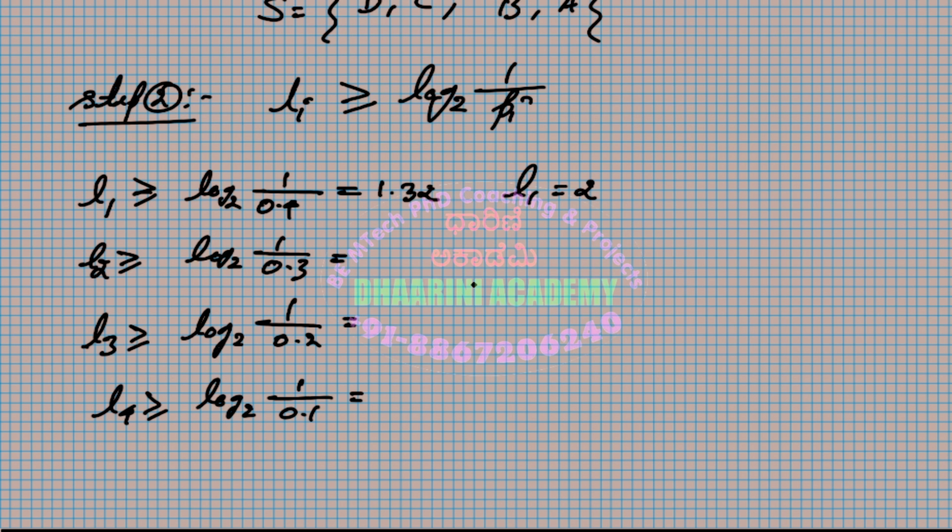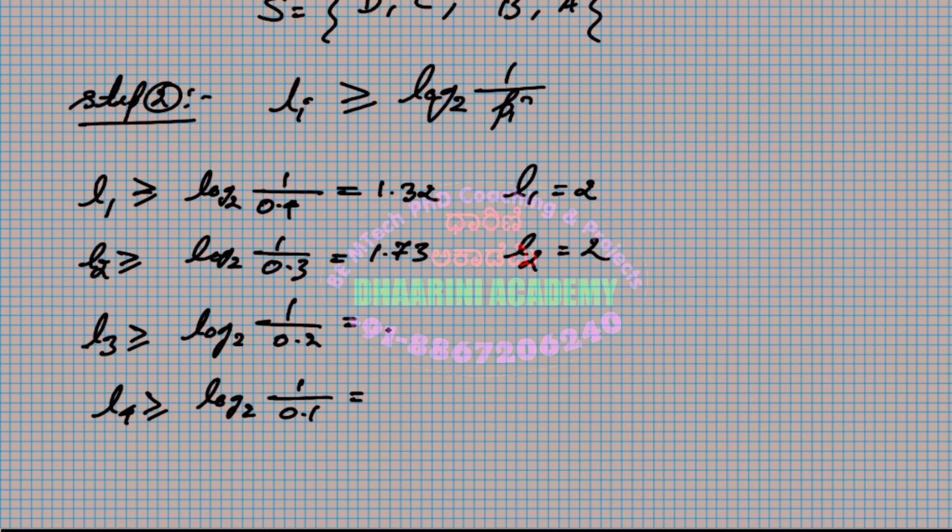So L2 will be calculated. L3 should be greater than or equal to log to the base 2 of 1 by 0.2, and L4 should be greater than or equal to log to the base 2 of 1 divided by 0.1. So this comes to be 1.73. Again, I'll make L2 as 2 itself.